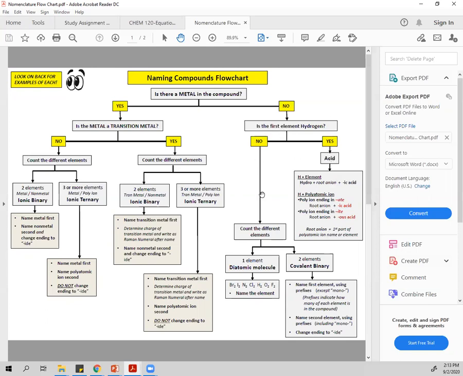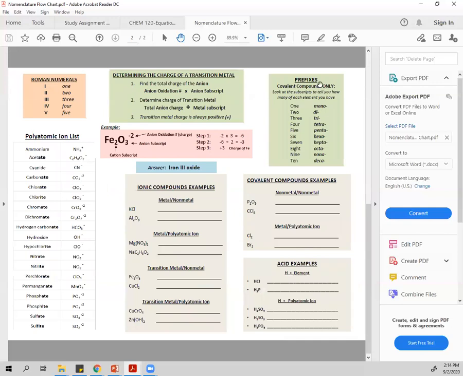Now, if it doesn't have them, if it's only non-metals, then we look. If they're the same element, then we just name the element. So nitrogen is N2, iodine is I2. And those are all those ones that show up as diatomic molecules. So that's the 7 that we know about. If it's not, then what we're going to do is use these different prefixes to identify them. And so we're going to find those prefixes using mono, di, tri. The prefixes I've listed on the back of this flowchart that I found. And so you can use those to practice.